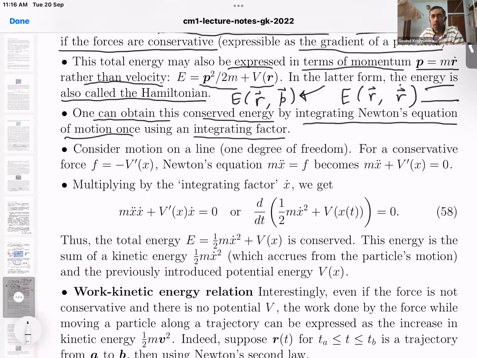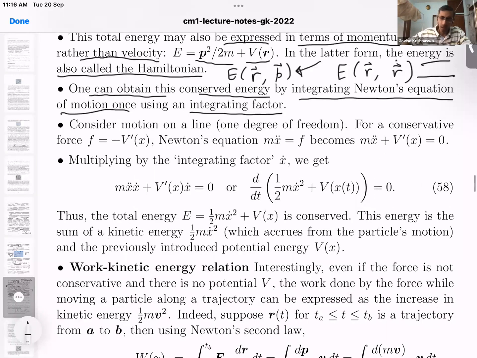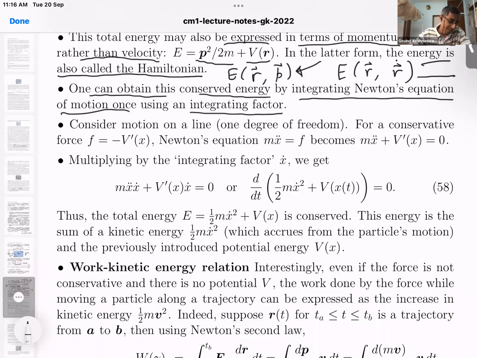Has anybody heard of an integrating factor? Come across such a concept? Yes, sir. Differential equations. Yeah, in differential equations, you may have heard of an integrating factor. Well, if you have not heard, no problem, because you're going to hear about it in the next 1 minute.